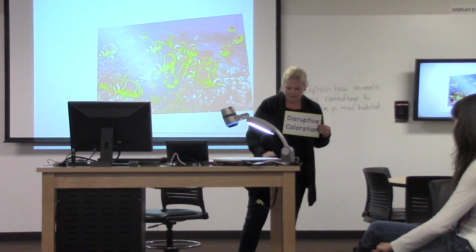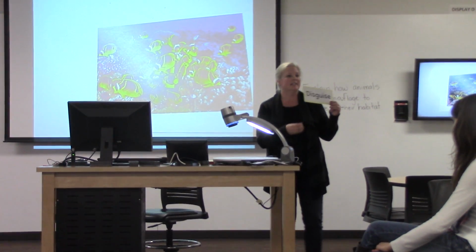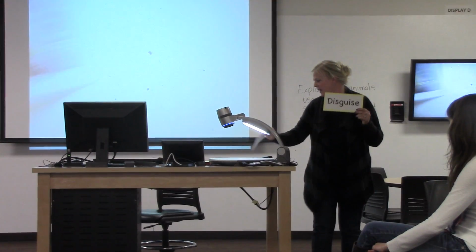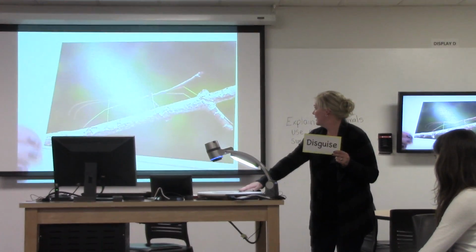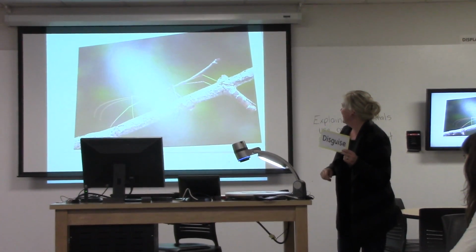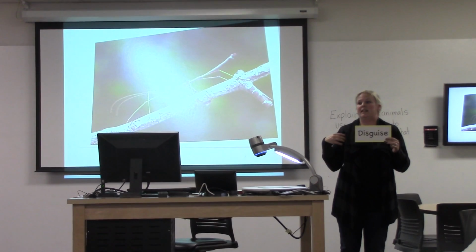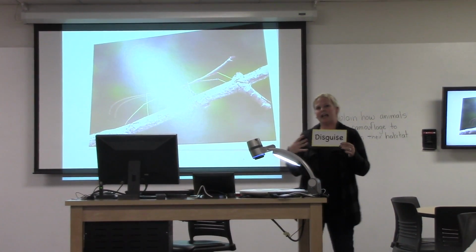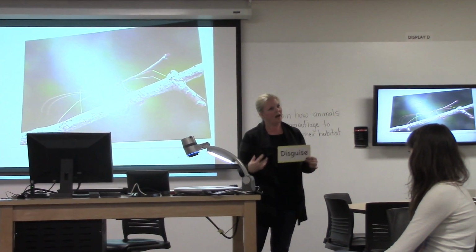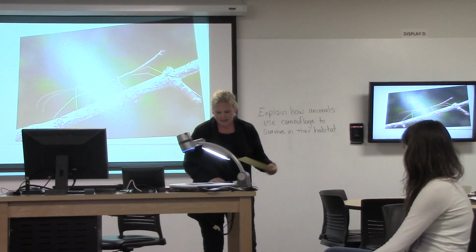The third and fourth type, or I'll start with the third, is disguise. This is a type of camouflage, and you can see by looking at this stick bug that it is disguised because it has taken on the look of the tree, the stick that it's on. So essentially, disguise means that the creature is putting on a costume. It is pretending to be something else.